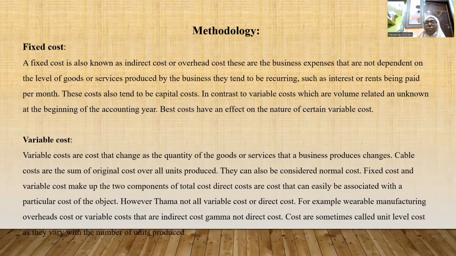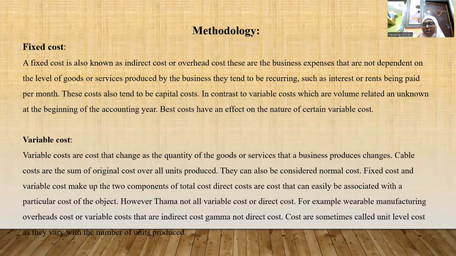Now, moving to the methodologies. Here, mainly we see three different types of methodologies. The first one is fixed cost. In very general language, a fixed cost is an indirect cost or overhead cost that occurs in the production process. These are business expenses that are independent of the level of goods produced by the business.